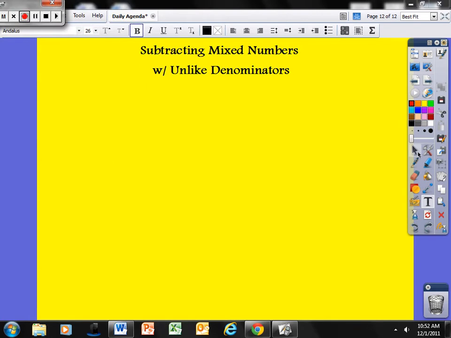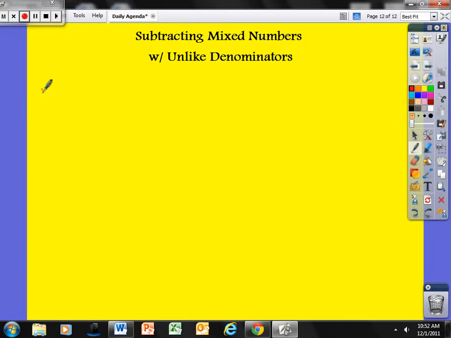If I take a look at some examples here, I have 4 and 3/4 minus 2 and 4/5. First thing I immediately notice about this problem is that the denominators are not the same. I have a 4 here, I have a 5 here. I must make these denominators the same before I can do anything else with it.